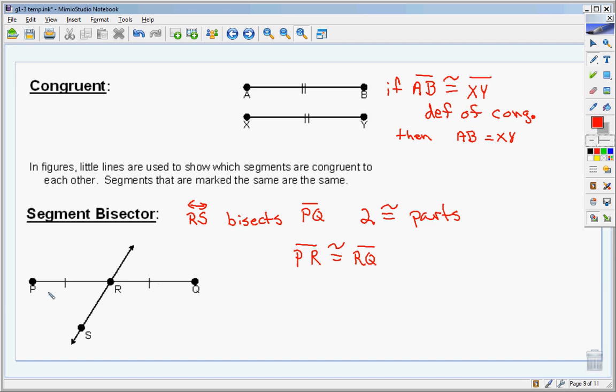Notice they only put one little tick mark on it. If they put two on this one, they'd have to put two over here. And they do distinguish sometimes. They put one mark, they put two marks, they put three marks. It just depends on how many congruent pieces they have in the same figure.